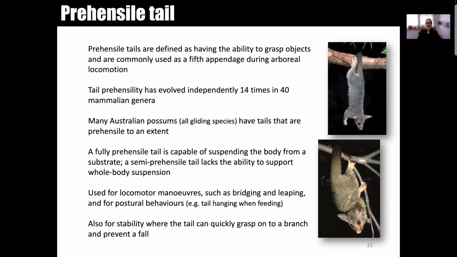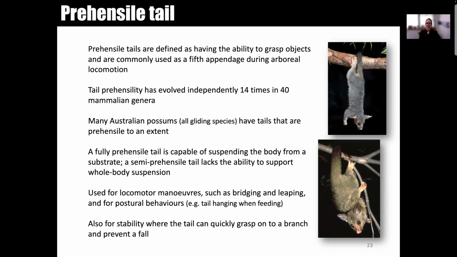Prehensile tails are evident in many of the arboreal marsupials, especially the possums. So these are defined as having the ability to grasp objects and are commonly used as a fifth appendage during locomotion. Tail prehensility has evolved independently 14 times in 40 different mammalian genera.